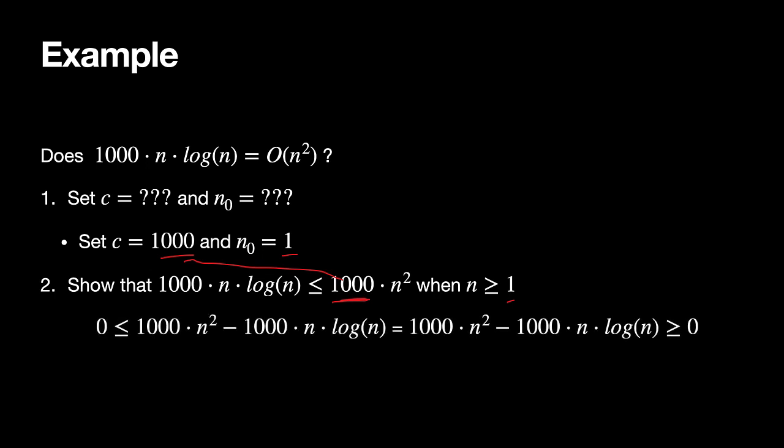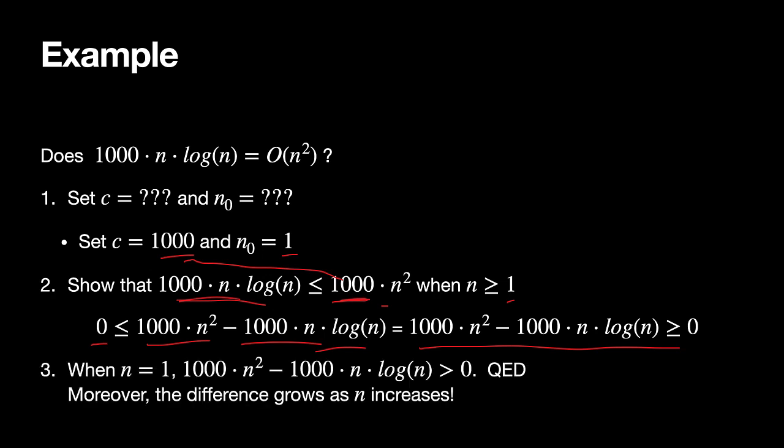Just like before, we're going to juggle around our inequality by subtracting the left-hand side from both sides. We'll subtract 1,000 n log n from both sides. We end up with 0 on the left, and on the right our g function with its multiplier, minus our 1,000 n log n. So we've got 1,000 n squared minus 1,000 n log n. We'll express this as a greater than or equal to 0 relationship, working backwards through that.